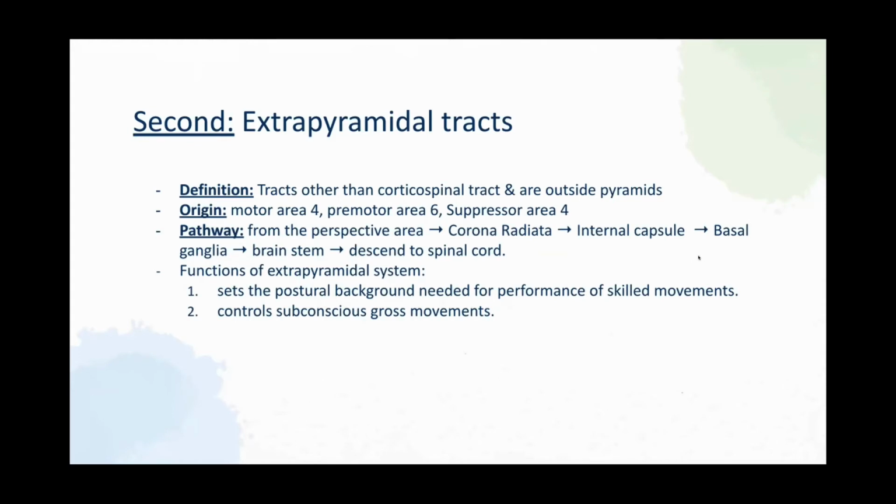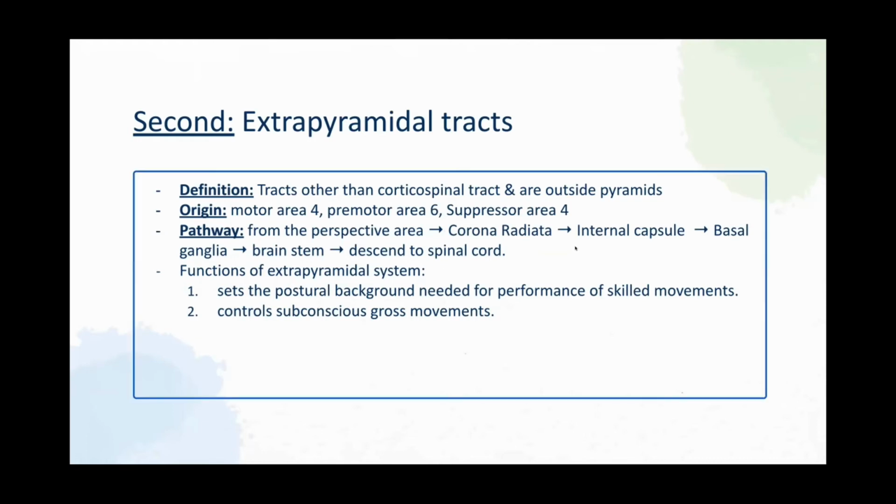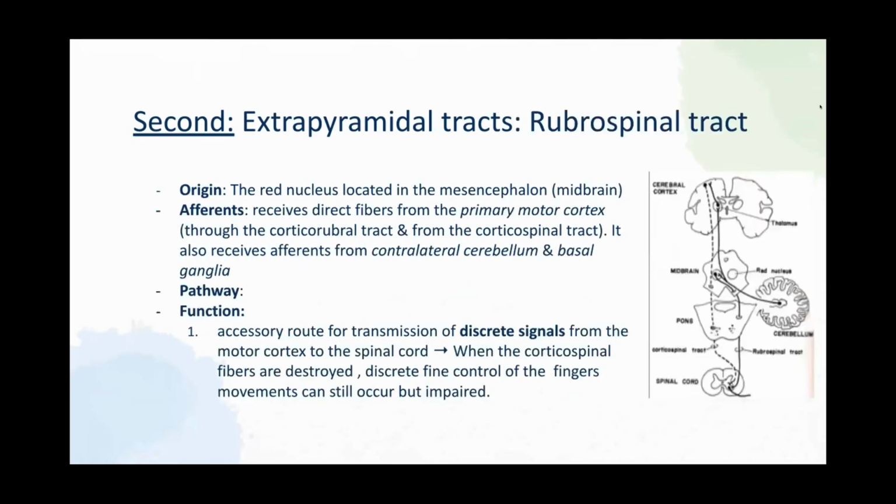Why is it important to know the function of each system, as we said? Because if you lose the system, you lose the function. If you see a problem, for example, in the subconscious gross movement, you will know the affected area is most likely the extrapyramidal system. Okay, the first extrapyramidal system is the rubrospinal tract.